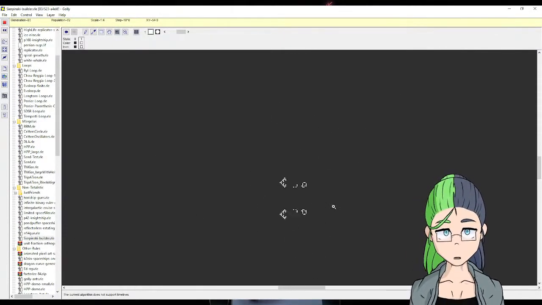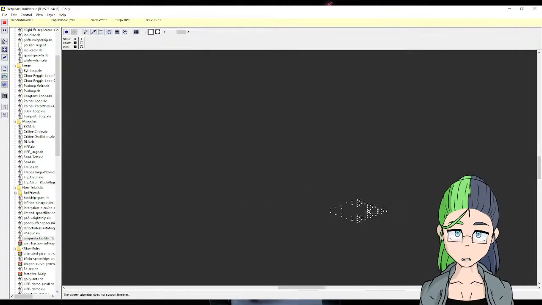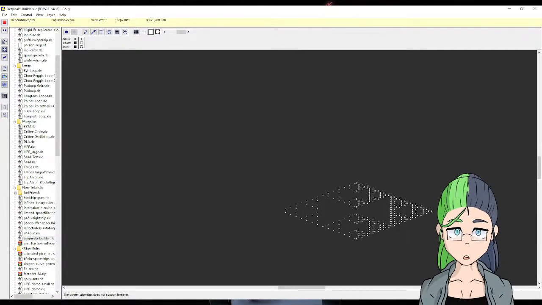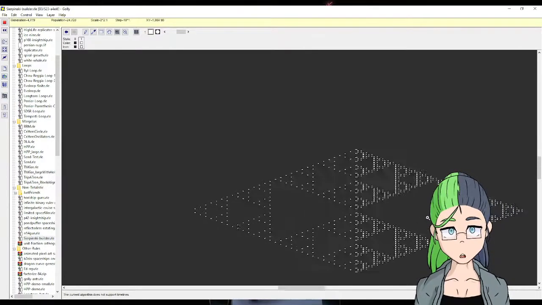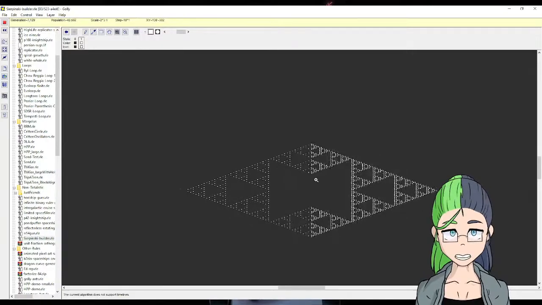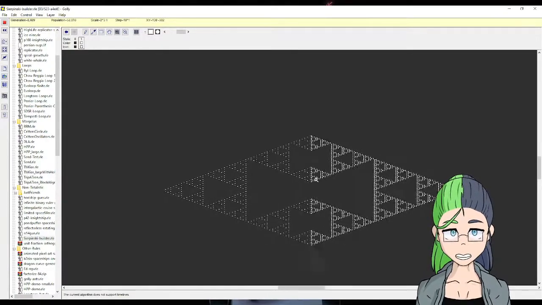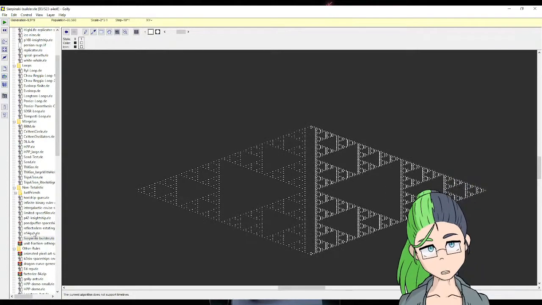Sierpinski Builder? It builds a Sierpinski triangle, doesn't it? Okay, hold on. Let's speed this up. I want to see this. It does! Oh, that's so interesting. It builds a double Sierpinski. Interesting. Anyway.